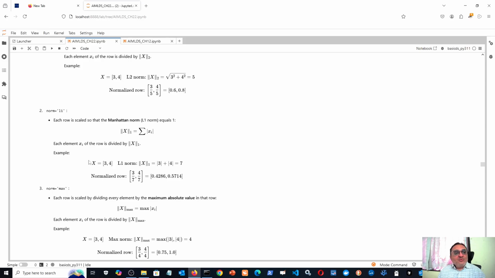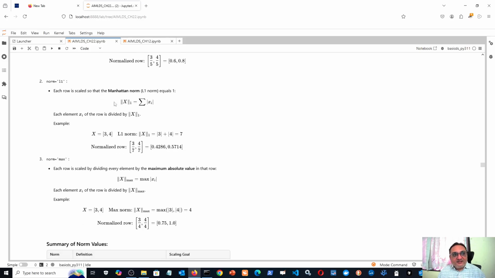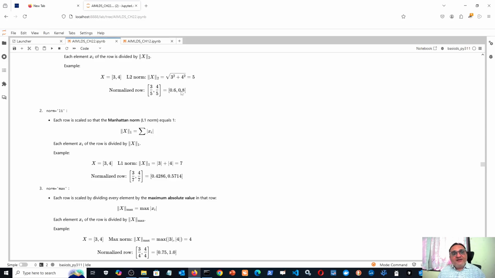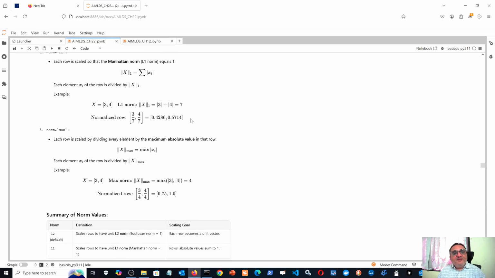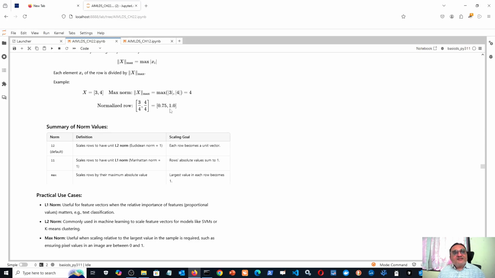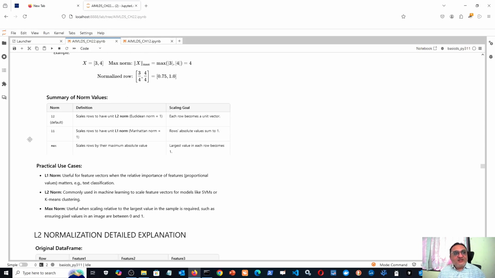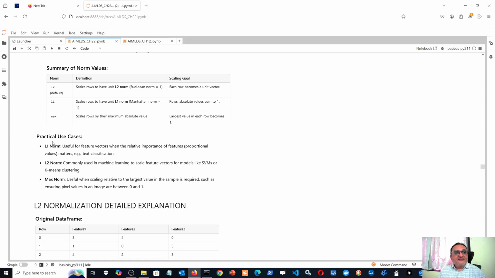So for the same vector 3 comma 4, if I apply L2 norm, it gives this answer. If I apply L1 norm, it gives this answer. And if I apply this max norm, it gives this answer. So that is why there are three different answers. Okay. Now this is just a summary of what you have done.